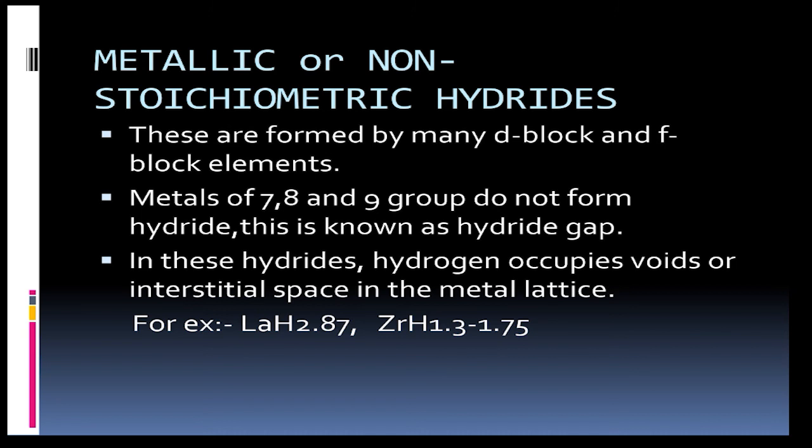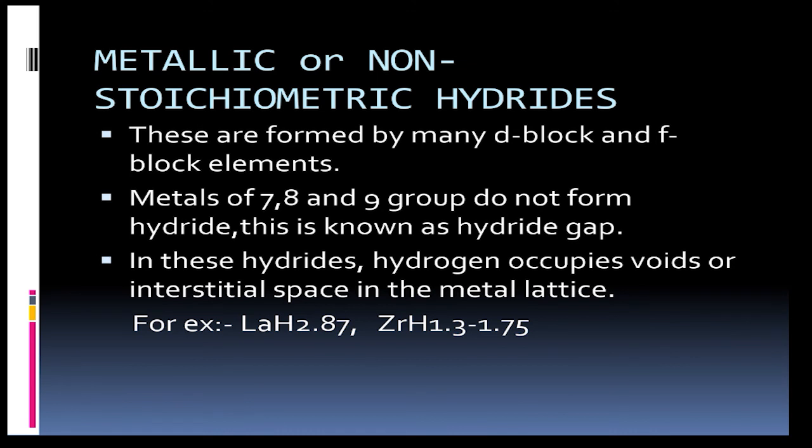In these hydrides, hydrogen occupies voids or interstitial spaces in the metal lattice. Now what's the meaning of voids or interstitial spaces here? So you have studied already in previous topics that void means the hole or the space which is left out in the crystal lattice.